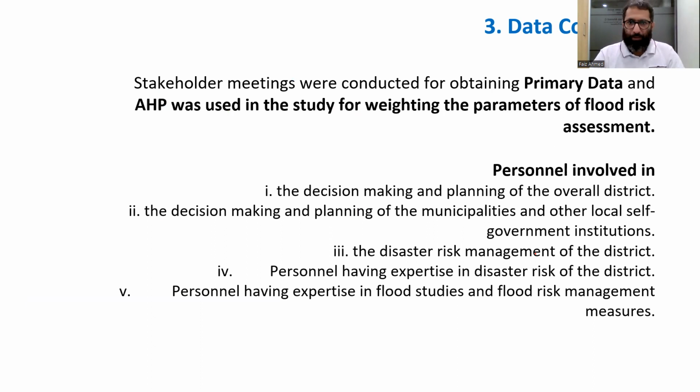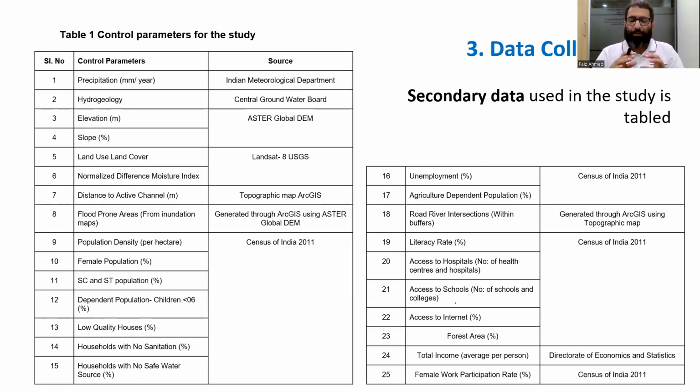Primarily, we have used two sets of information. For the primary data set, we used the analytic hierarchy process to arrive at the possible risk factors and how to assign weightages to each of the factors. We had a stakeholder meeting where decision makers from the district side, decision makers from the municipality side, experts on disasters, and personnel with expertise in this field were called, and a list of critical parameters was analyzed. That was the primary data.